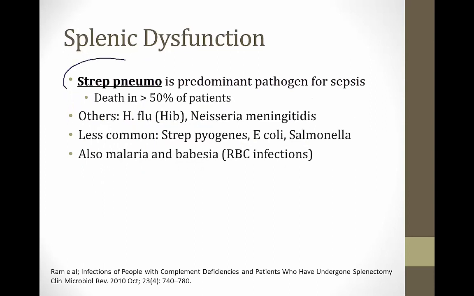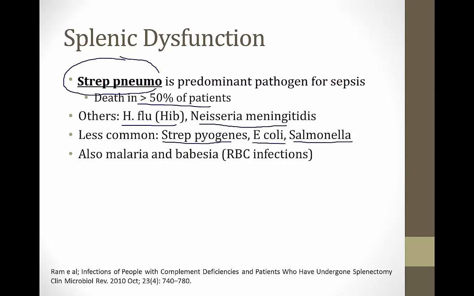Strep pneumo is far and away the predominant pathogen that causes sepsis in these patients, and an infection with strep pneumo that gets into the bloodstream if you don't have a spleen is very deadly. More than half of patients will die from the infection. Other encapsulated organisms that commonly cause infections are H. influenzae type B and Neisseria meningitidis. Some less common bacteria are strep pyogenes and E.